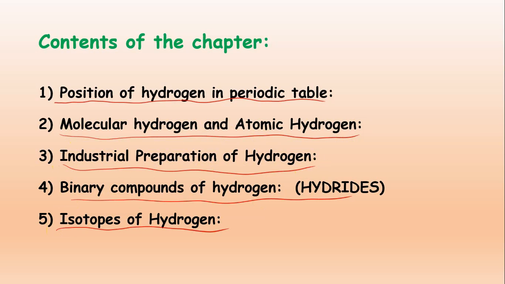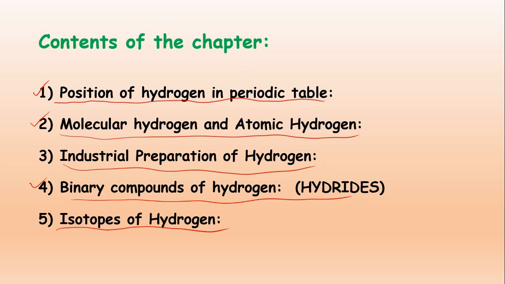As we have already discussed the reduced syllabus, in the reduced syllabus there are three topics. Number 1, position of hydrogen in the periodic table, then molecular or atomic hydrogen, and last one is the binary compounds of hydrogen. These are the three topics included in the new reduced syllabus, so we will discuss these three topics.